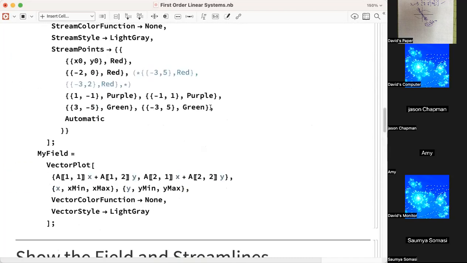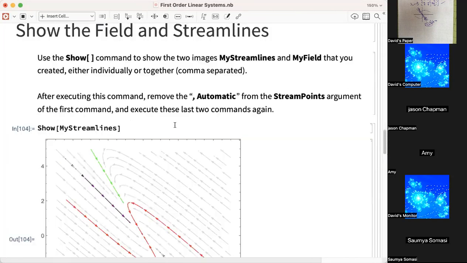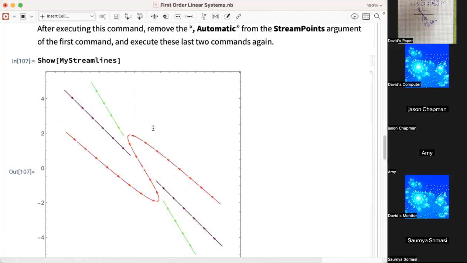If I took off the automatic here, I'd only see my solutions. But even that is kind of hard to read. Remember, the red and purple ones are not parallel. It's just that the red one is coming in almost from the purple direction. But the red one doesn't bend back and touch the purple, and it doesn't turn into a straight line that's parallel to the purple.